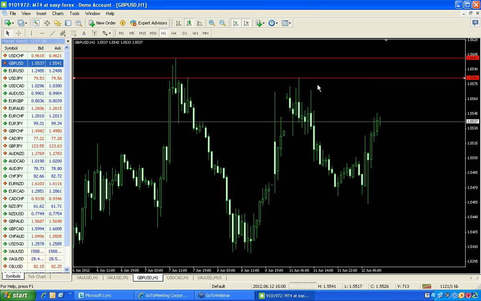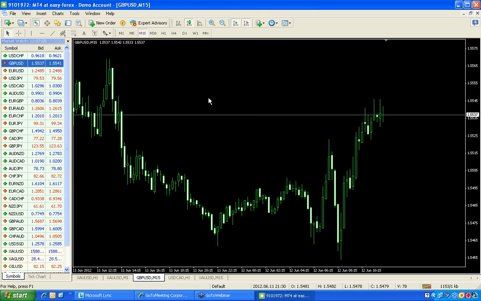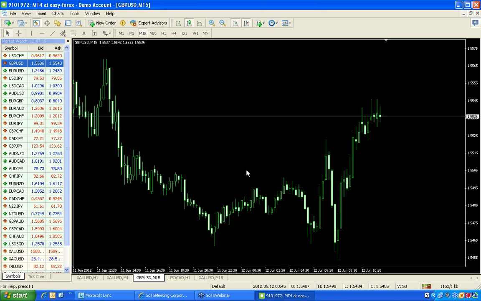So let me provide you with another example. Okay, so now I'm looking at sterling dollar still, but it's a 15-minute candlestick chart. So now each of these candles are giving me 15 minutes worth of price movement. So obviously 4 of these fit into 1 hour. So I'm zooming in even closer at the price action.